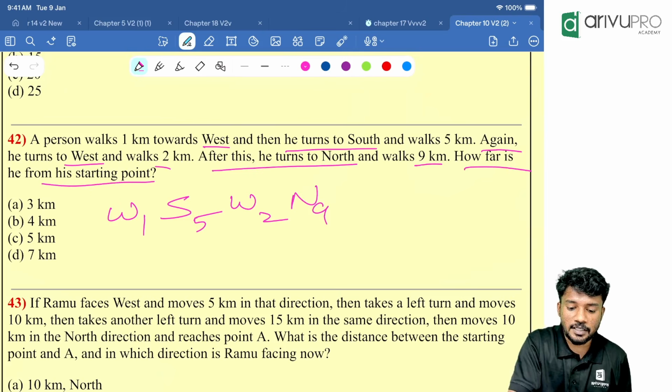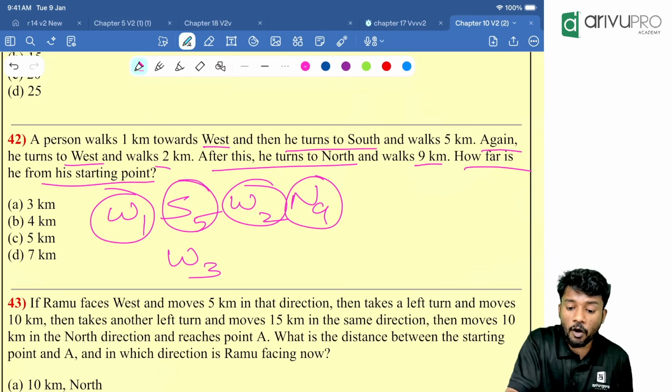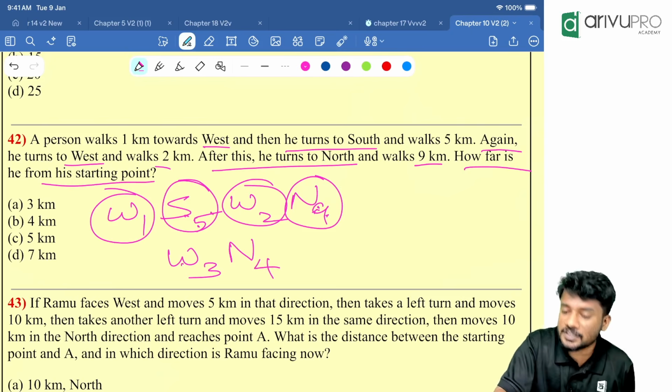The shortest distance. West and west will get added. West 3. South and north are opposite of each other. Which is the higher value? North is higher. So you will write north. 9 minus 5 is how much? 4. So northwest is the direction.